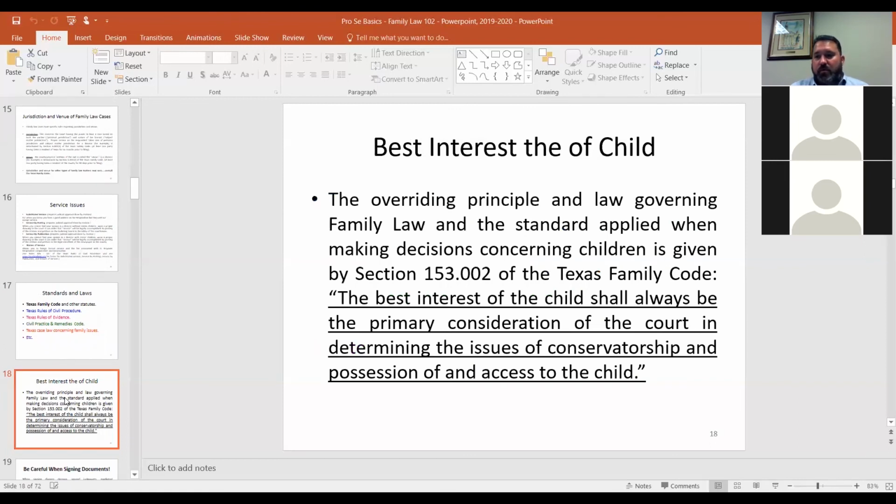The overarching principle in family law cases is called the best interest of the child. It's contained in the Family Code and is always the primary consideration when issues such as conservatorship, possession and access to the child arise. Conservatorship means custody. Possession and access is essentially visitation. So the best interest of the child is going to predominate, and it's what the court essentially has to follow.